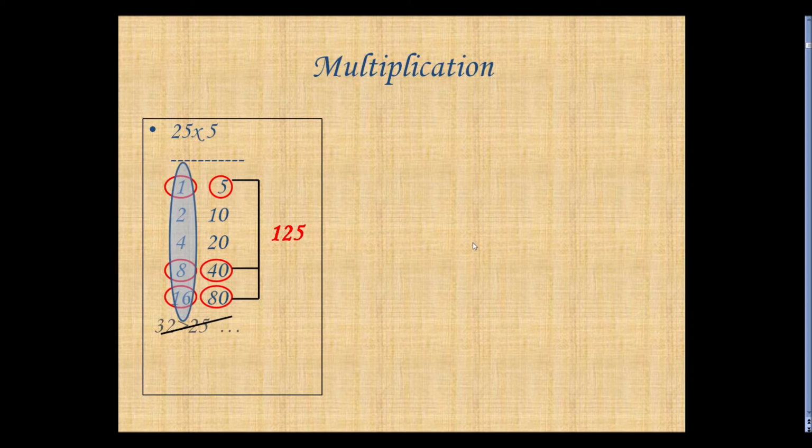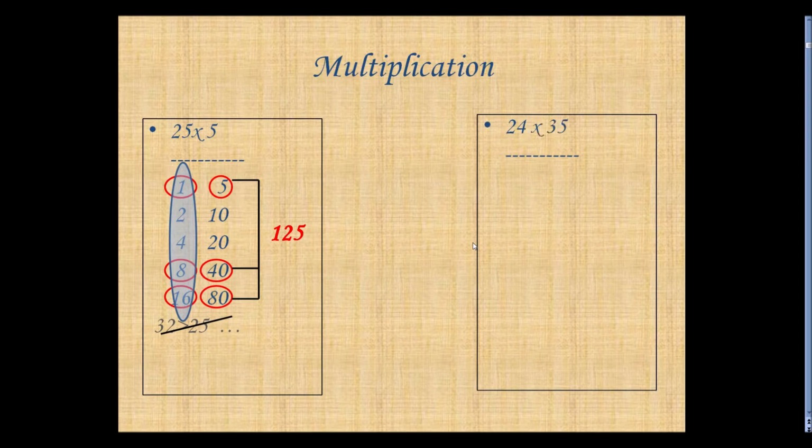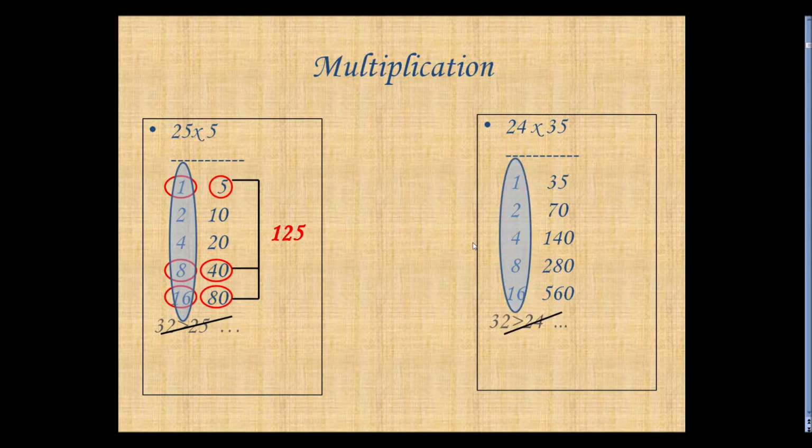Another example, slightly more complicated, 24 times 35. Again, two columns. The first column starts with 1. The second column starts with the second multiplier. So 1 and 35. We multiply by 2. So 1 times 2 gives 2. 35 times 2 gives 70. And so on and so on. And again, we stop at 16 because 32 is greater than 24.